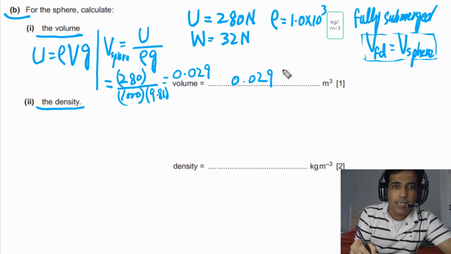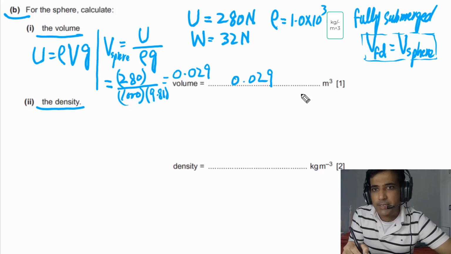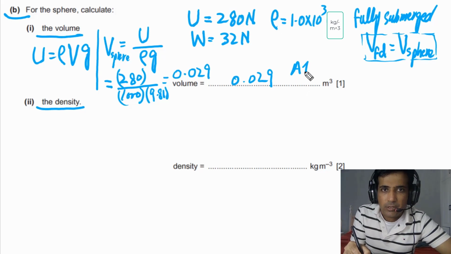So this is the answer for part B1. And this question has only 1 mark. If your answer is right, you will get 1 mark.